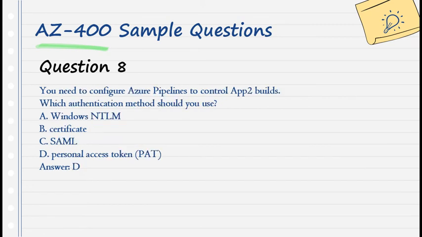Question 8. You need to configure Azure pipelines to control App2 builds. Which authentication method should you use? A. Windows NTLM. B. Certificate. C. SAML. D. Personal Access Token, PAT. Answer: D.